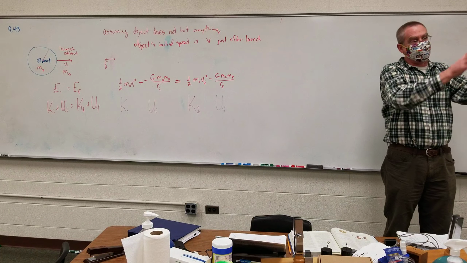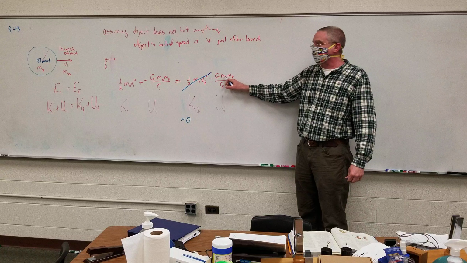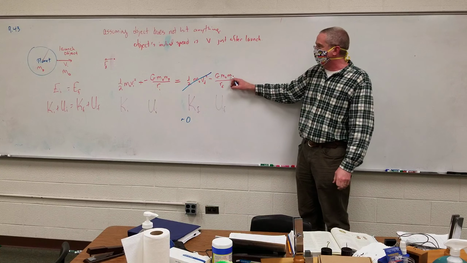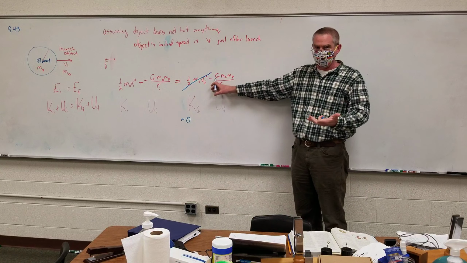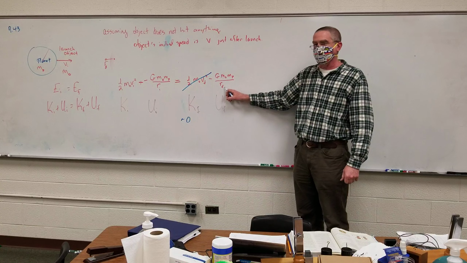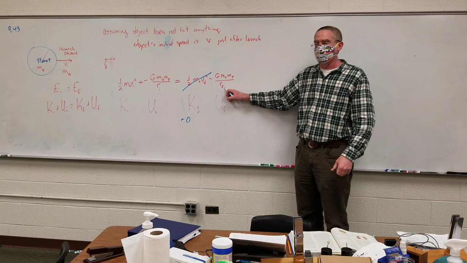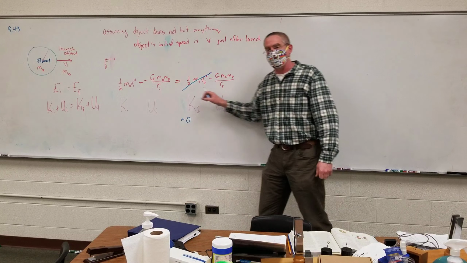Whatever the top is right there, it's some constant. The mass of the object doesn't change. The mass of the planet is not changing. Big G is a constant. It's in the name description of it. The only variable here is R. Thus, that's where I've got my I and my F.